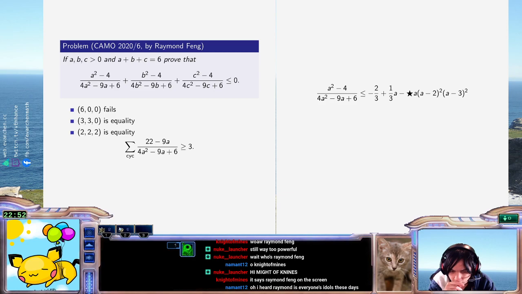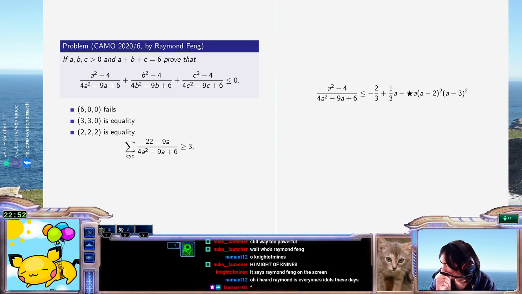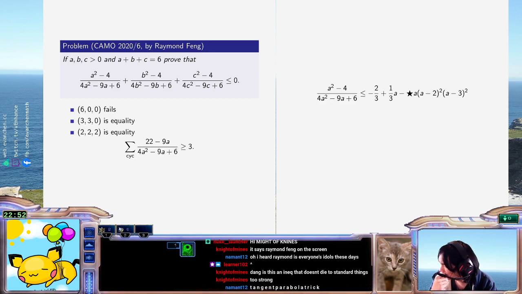Plug in 3. 1/3. Oh, actually this might work. When I plug in a equals 3, I get the right thing. But actually, do I even need the trailing thing? No way. Really? No, I don't believe this. This is too good. Really?